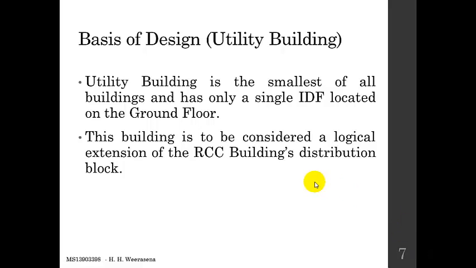And now we are moving to the utility building. The utility building is the smallest building, having one IDF on the ground floor. This building is to be considered as a logical extension of the RCC building's distribution block.